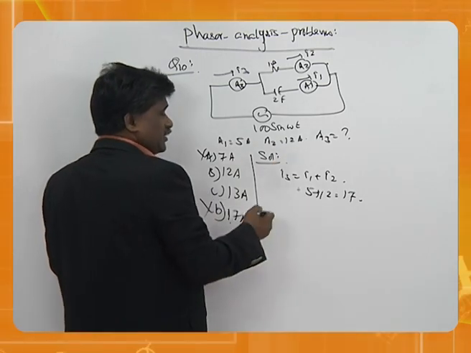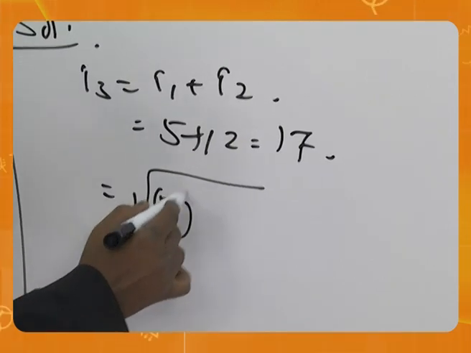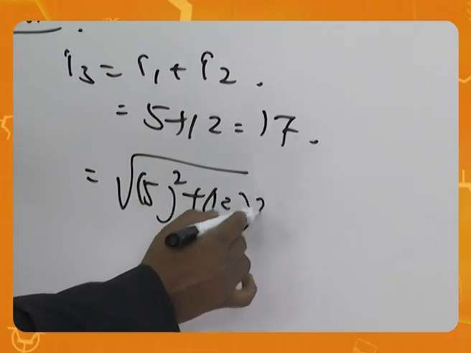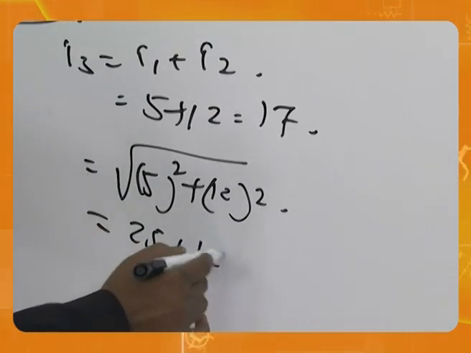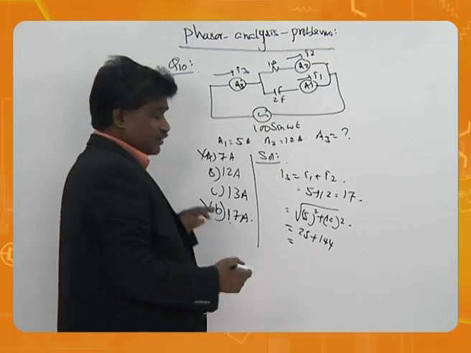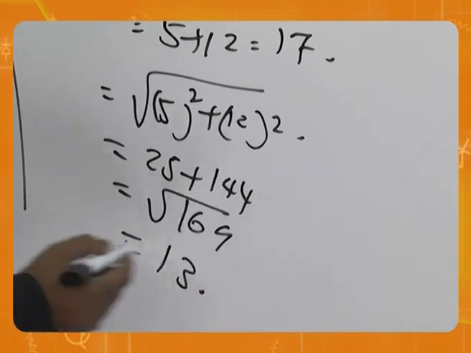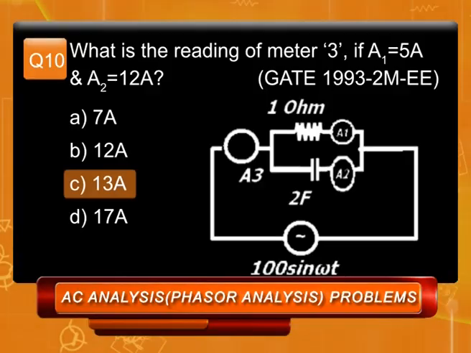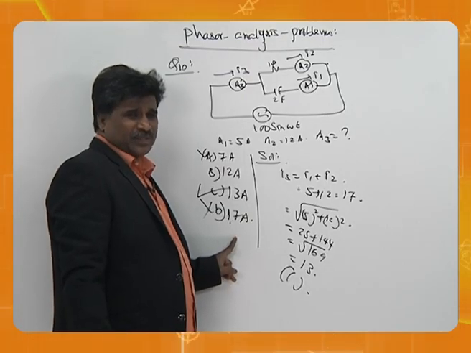And some people may say the higher one will come. When you say AC, you must take the root. Root of 5 square plus 12 square. So 25 plus 144. So it's altogether root of 169. The answer is 13. Therefore, the answer is C. So see that tempting answers are there to make you pick the wrong option. Don't make such mistakes.